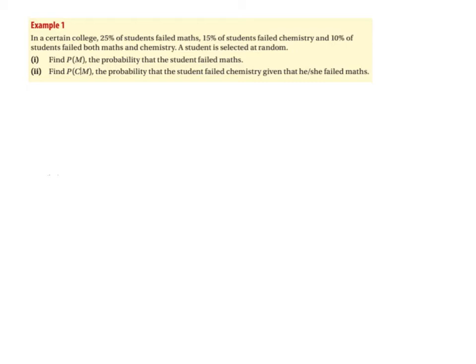P of M here. Well, it says 25% of students failed maths, so this shouldn't be too hard. So P of M is equal to 0.25, or 25 over 100, which is a quarter, or 25%, but we'd rather keep it in terms of decimals or fractions.